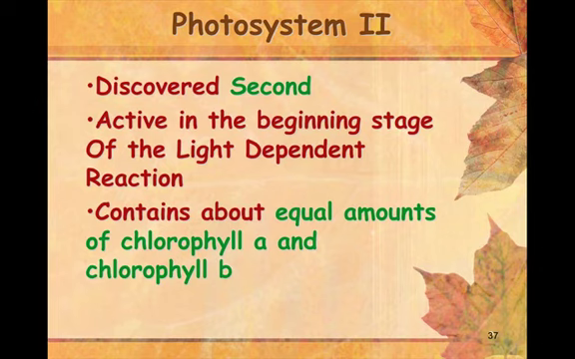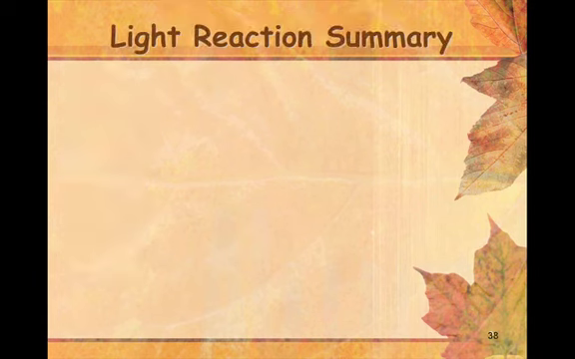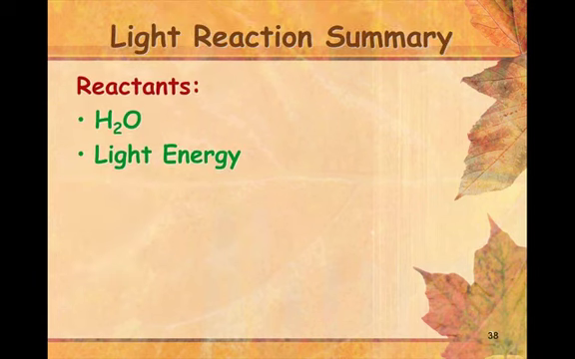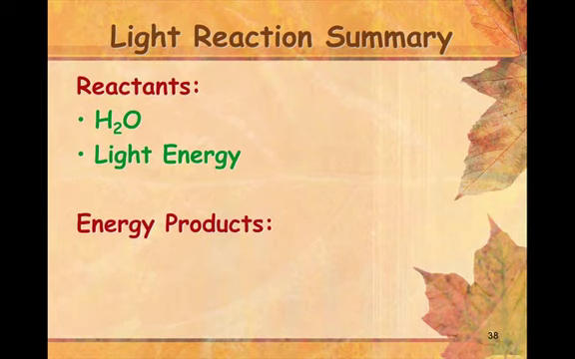So, let's summarize the light reaction. The reactants are going to be water and light. The products, or the energy products, are going to be ATP and NADPH. Plus oxygen.